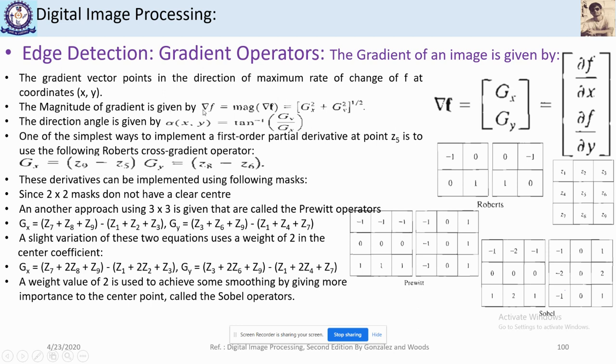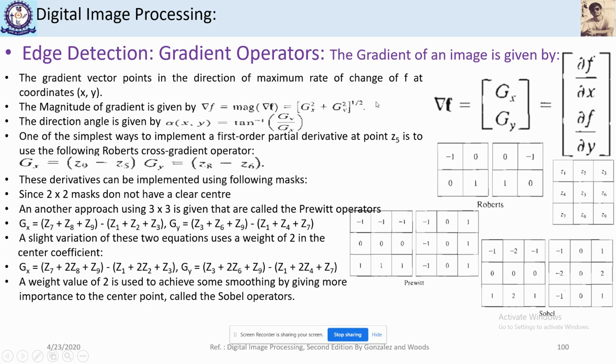The magnitude of the gradient is given by the square root of Gx squared plus Gy squared. The direction angle is given by tan inverse of Gy by Gx. So these are two important parameters of the gradient. One is the magnitude, another is the direction angle, and this angle is measured from the x-axis of the image.